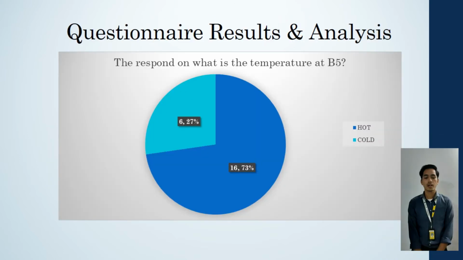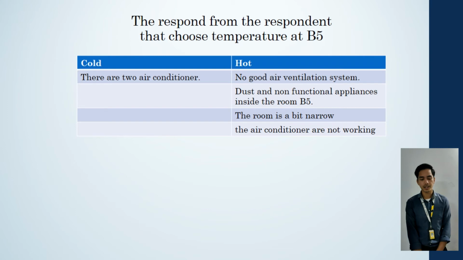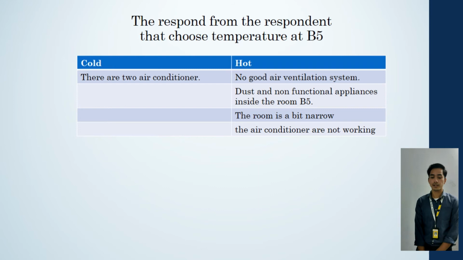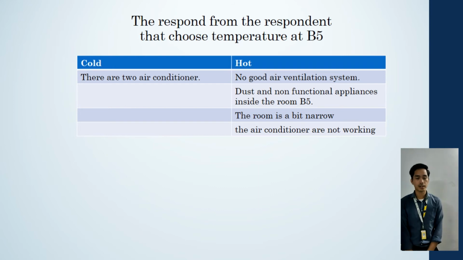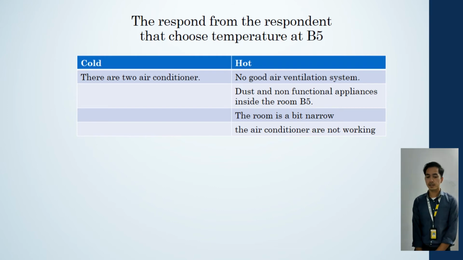Thank you. The responses from the respondents who chose temperature at B5. For cold, our respondents said there are two air conditioners and there are a lot of advantages at this point. For hot, our respondents said it is because of the not good air ventilation system, dust and non-functional appliances inside room B5. The room is a bit narrow and the air conditioner is not working.